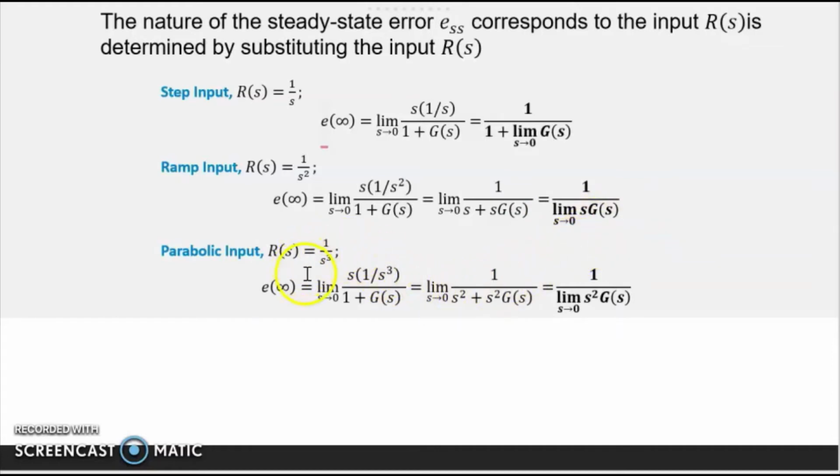And the same goes for parabolic input, 1 over s cubed. You can easily cancel this out, leaving s squared behind. You expand it, it becomes like this, and once you take that limit as s approaches 0, you just replace s by 0. But we don't want to put s equals 0 here, because there's a constant that we're going to look into. So these are the steady state errors once we have considered the step input, ramp input, and parabolic input.